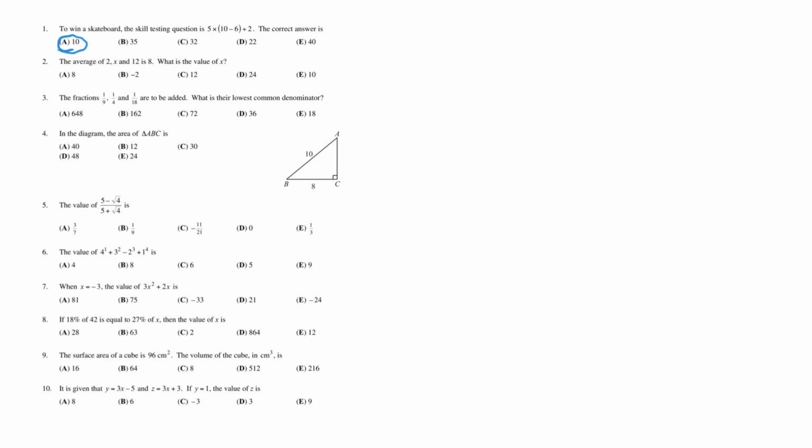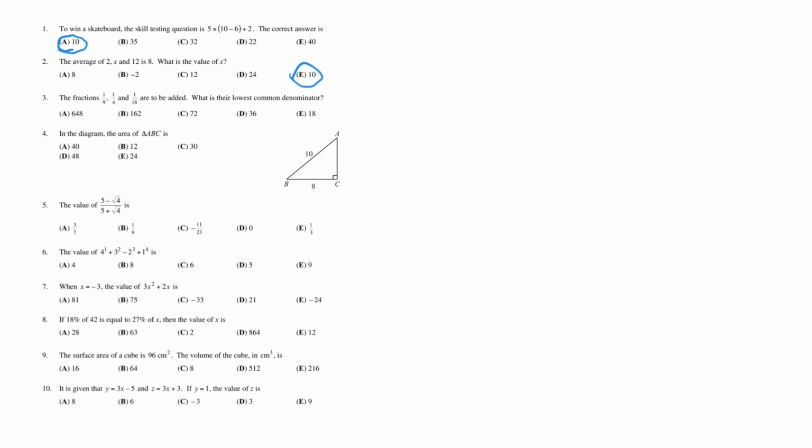Number 2. The average of 2, x, and 12 is 8. What is the value of x? This problem tests the average. Average equals the sum of the numbers over the number of numbers. So 2 plus x plus 12, the sum of 3 numbers, divided by 3 is 8. So 14 plus x is 24. x is 10. So for number 2, the answer is E.